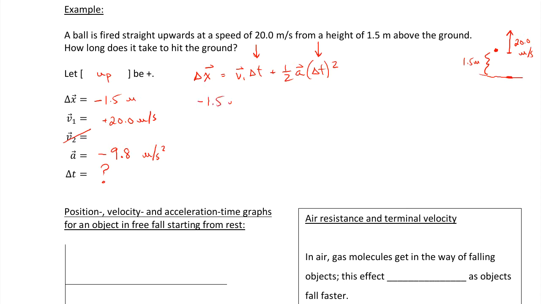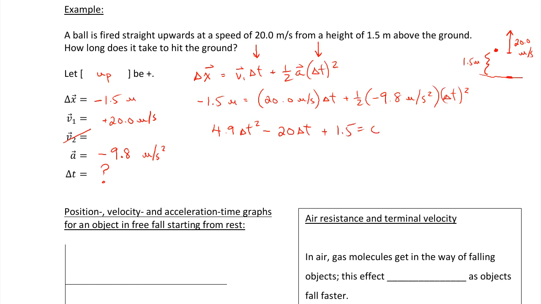We get negative 1.5 meters equals positive 20 meters per second multiplied by delta t plus 1/2 times negative 9.8 meters per second squared times delta t squared. Got to be very careful about our signs here. Now let's move everything over to one side. We get 4.9 delta t squared. I'm going to drop the brackets. The delta goes with the t, so we know that now. Minus 20 delta t plus 1.5 equals 0. So we've got a quadratic.